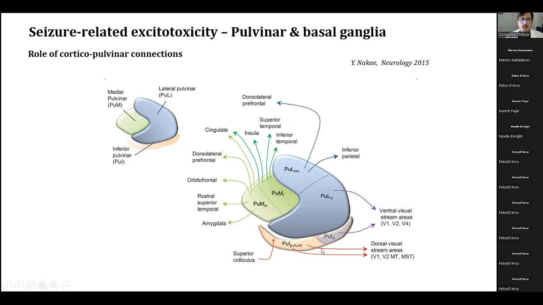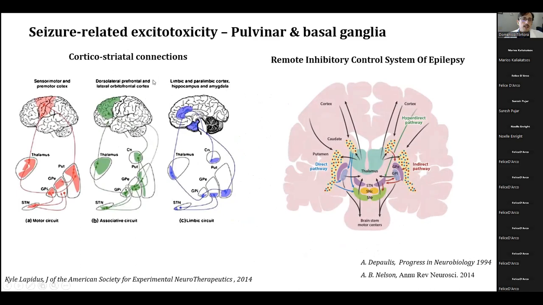And a similar concept can be applied also to justify the involvement of the basal ganglia. Again, we know that there are several strong connections between these nuclei and the cerebral cortex. And again, using high resolution imaging, we can also try to define the distribution of abnormalities within the basal ganglia and the site of the lesion in the cortex or the EEG abnormalities within the cortex.